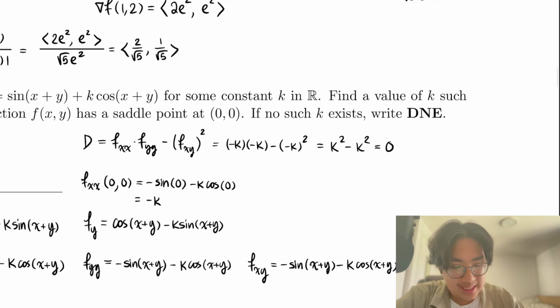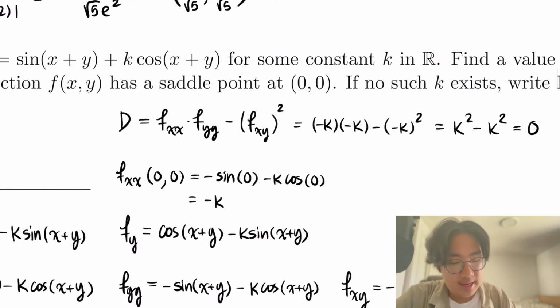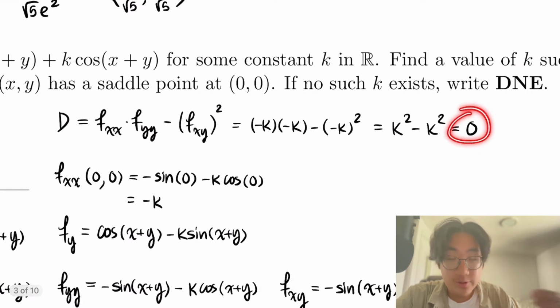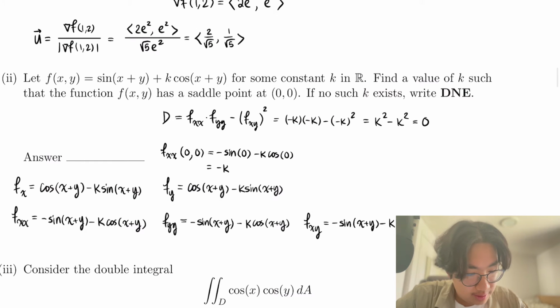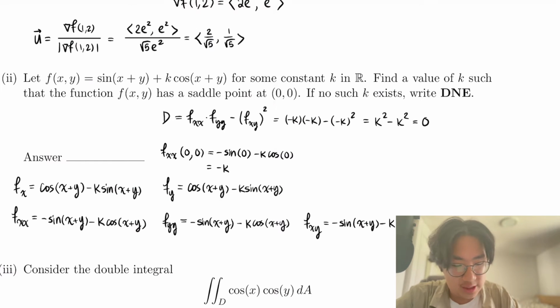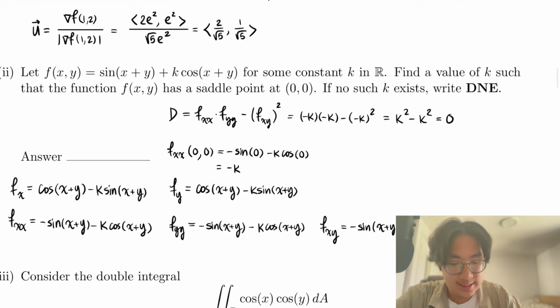And remember what the second derivative test tells us. Because it's equal to 0, we know that it is indeterminate or inconclusive, meaning it could be a local minimum, maximum, or a saddle point. We don't know. So in this case it's indeterminate, meaning the answer is D and E.